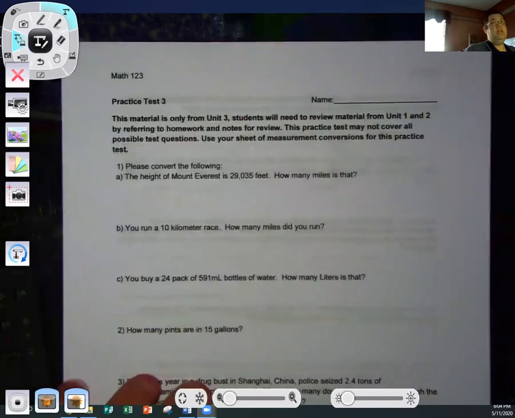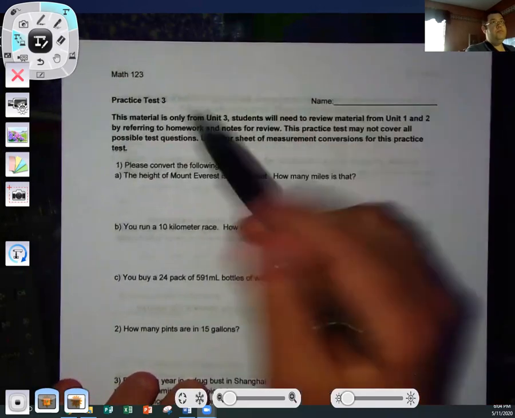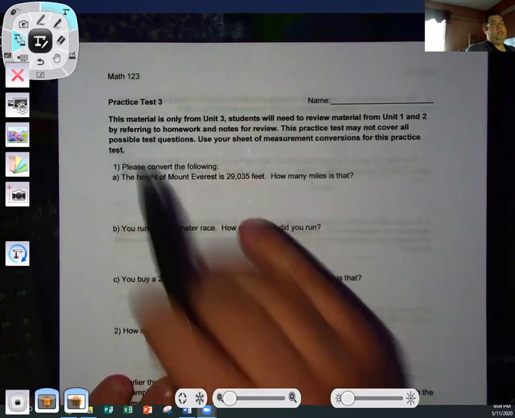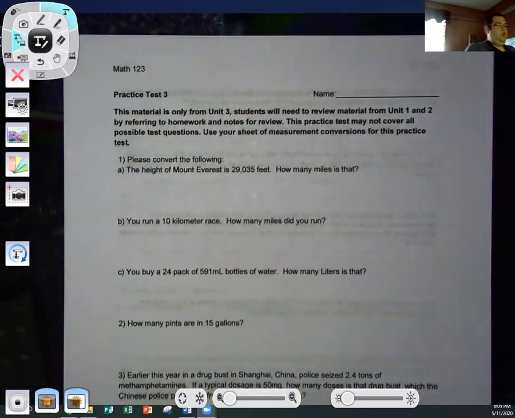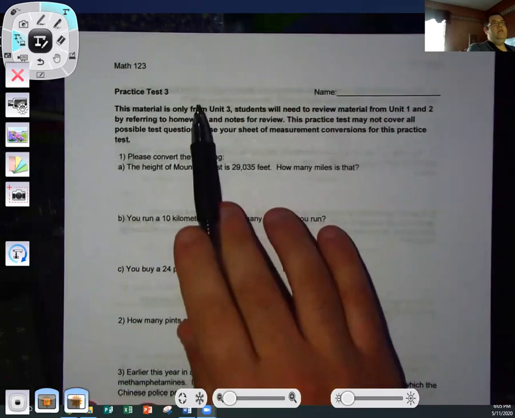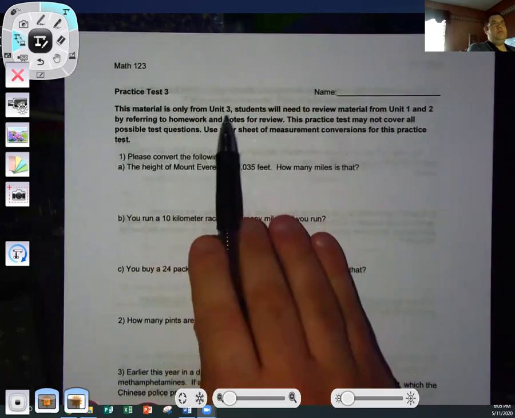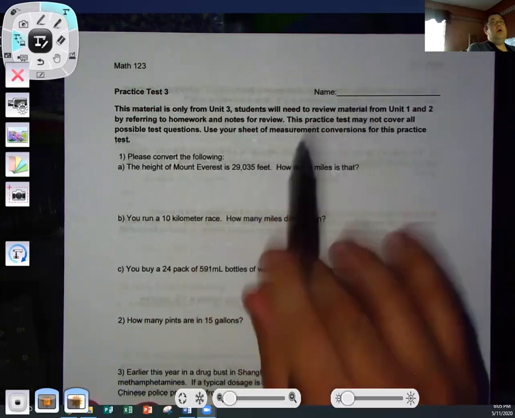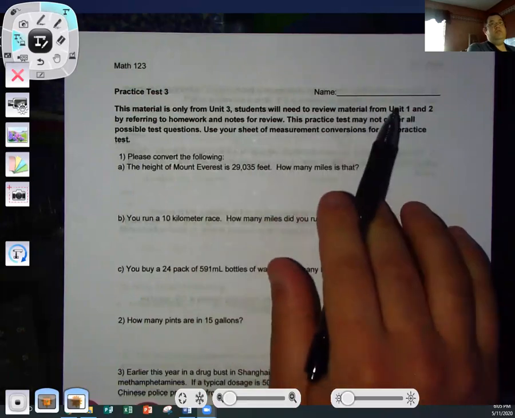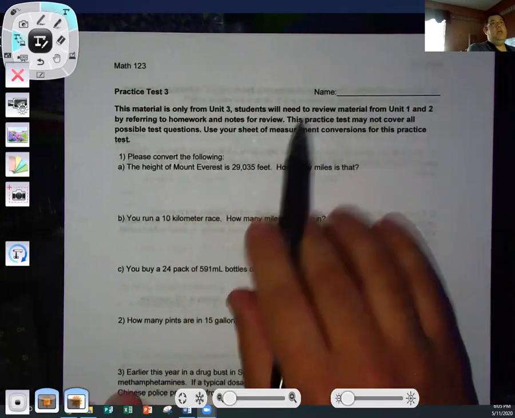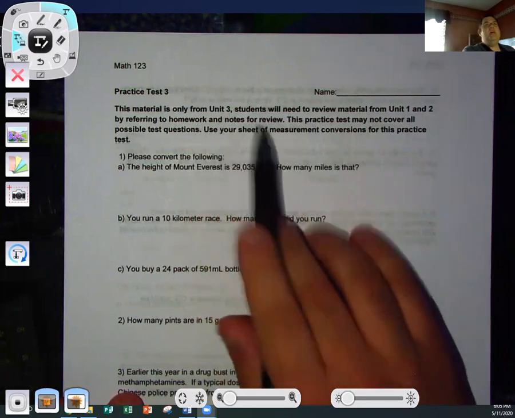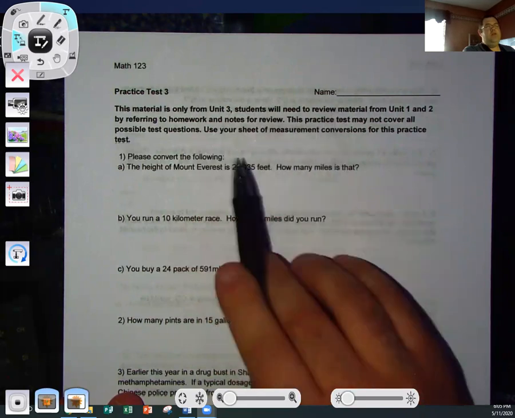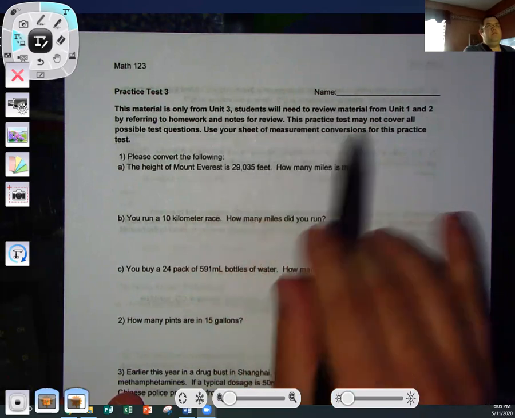So this is the Math 123 review for practice test 3. This is the end of semester assessment. Keep in mind that the material here is only from Unit 3, but there could potentially be questions from Unit 1 and Unit 2. You'll want to refer back to the homework, the notes, and to the practice quiz that's online for this practice test.